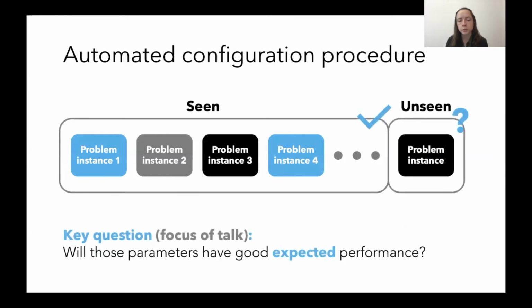The key question that we want to answer in this talk is, will those parameter settings we come up with also have good expected performance on this unknown application-specific distribution? Said another way, will those parameter settings also have good performance on future problem instances that we haven't already seen in our training set, but which are from the same application domain?